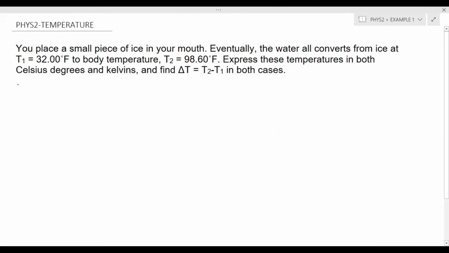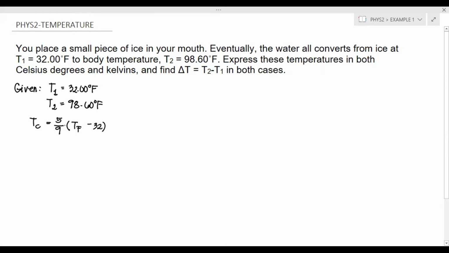For this problem, we have here the given T1, which is 32, and we also have the T2, which is 98.60 degrees Fahrenheit. Now we need to convert this first to Celsius degrees. Now the formula for Celsius degrees is 5/9 of TF minus 32.